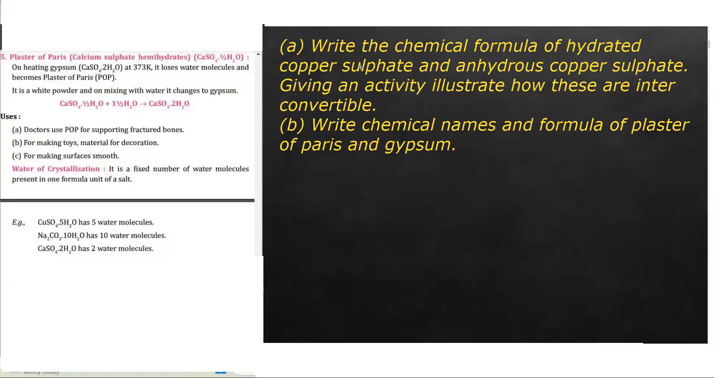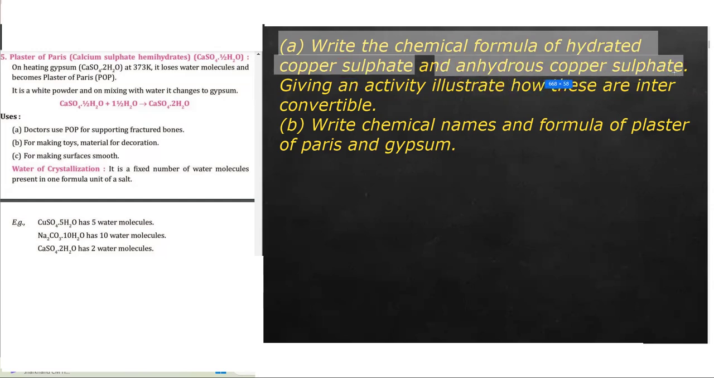Let's continue with more questions. Now, from the chapter acid basis salts. I have taken the first question here in part A. We have to write down the chemical formula of hydrated copper sulfate and anhydrous copper sulfate. And we also have to write an activity to illustrate how they are interconvertible.